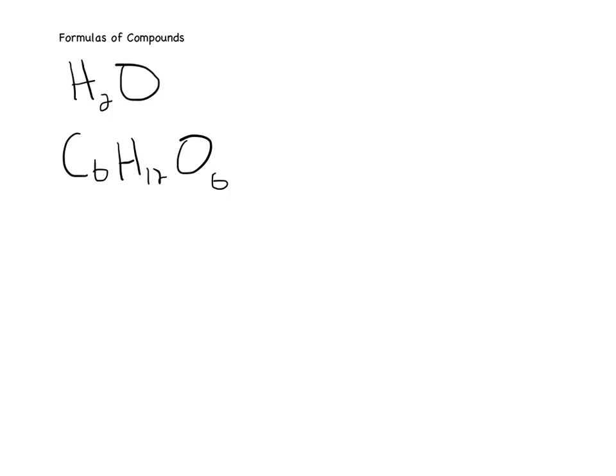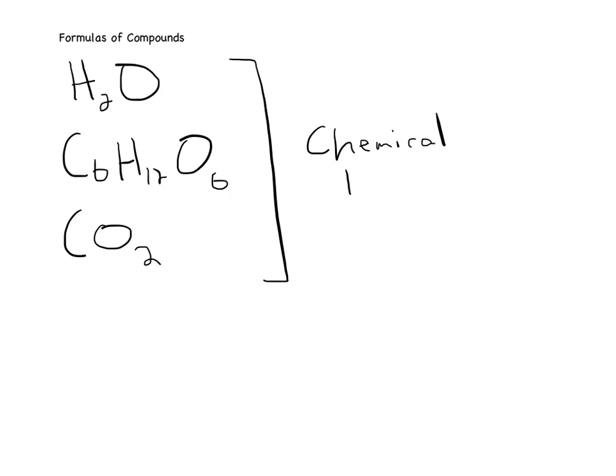You might know C6H12O6 from biology. You might know that this is carbon dioxide. This is the gas that you exhale every breath that you take. So let's take a look at the way that we do this. These are all called chemical formulas. So a chemical formula is the shorthand way of writing the compound.